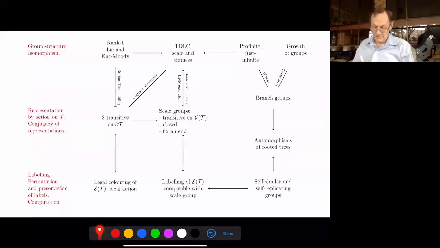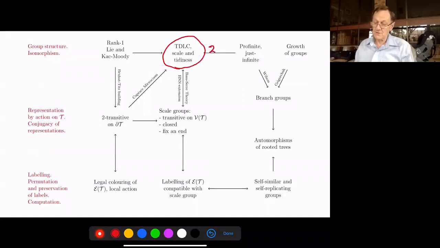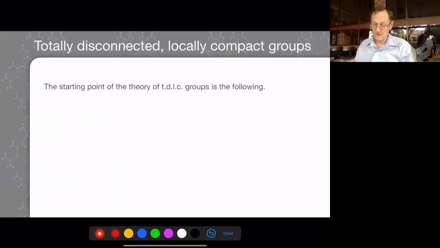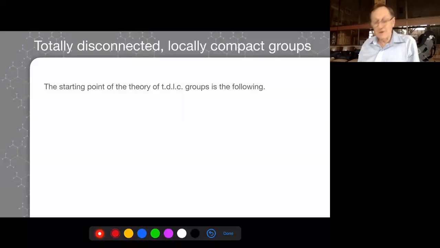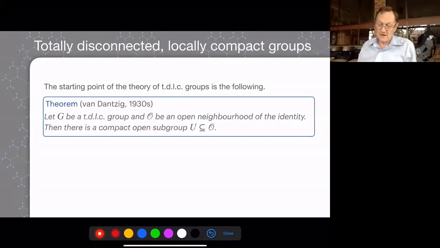So let me begin now with the second section. This is to do with totally disconnected locally compact groups and notions of scale and tidiness for these groups. The starting point of the structure theory of totally disconnected locally compact groups is a theorem of Van Dantzig that was proved in the 1930s. He showed that if we have such a group, totally disconnected and locally compact, and a neighborhood of the identity of such a group, then there is some compact open subgroup that's contained in that neighborhood of the identity.